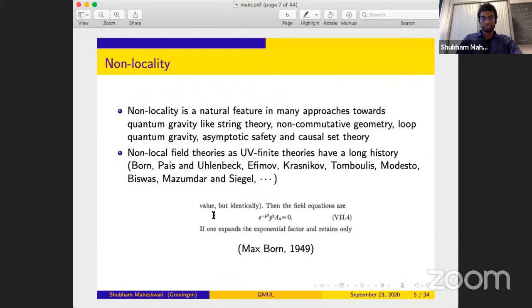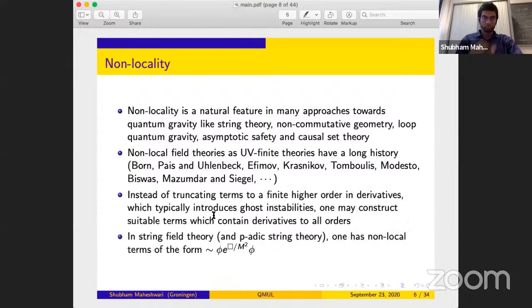This was done in the case of electrodynamics, and later it was extended to gauge theories, and people have also studied it in gravity. So the idea is that instead of truncating terms to a finite order in derivatives, which typically introduces ghost instabilities, one can try constructing suitable terms which contain derivatives to all orders.